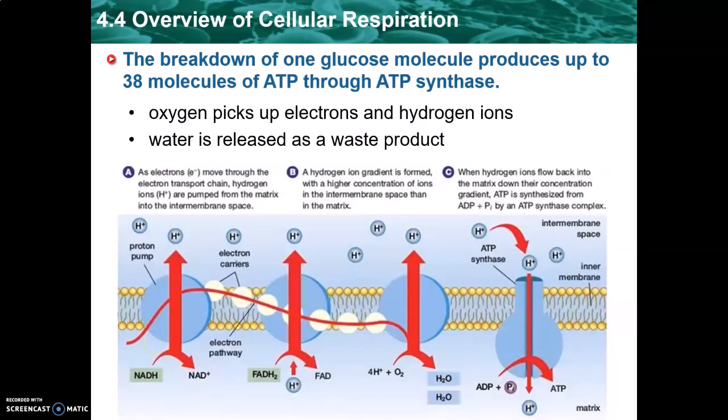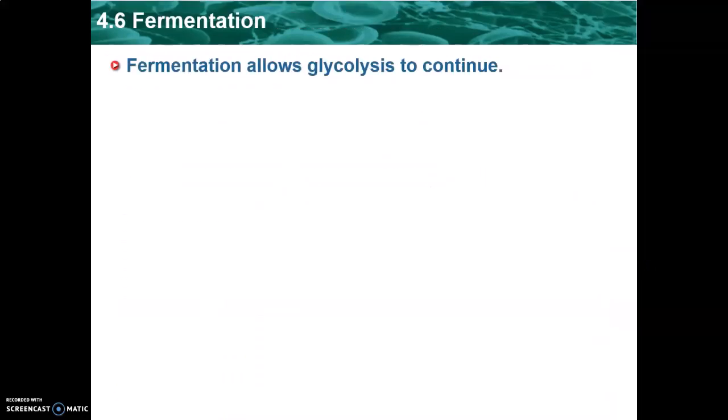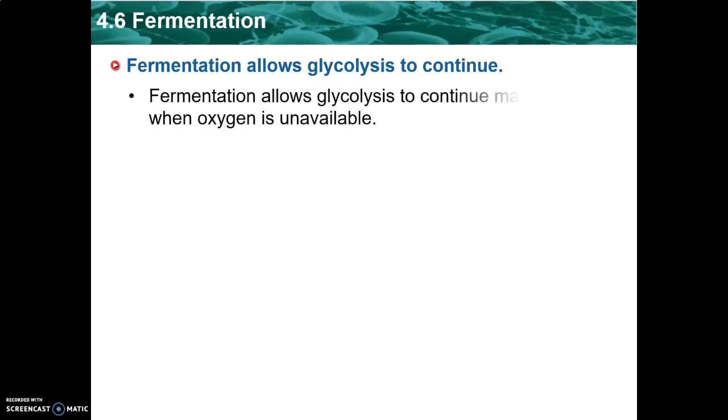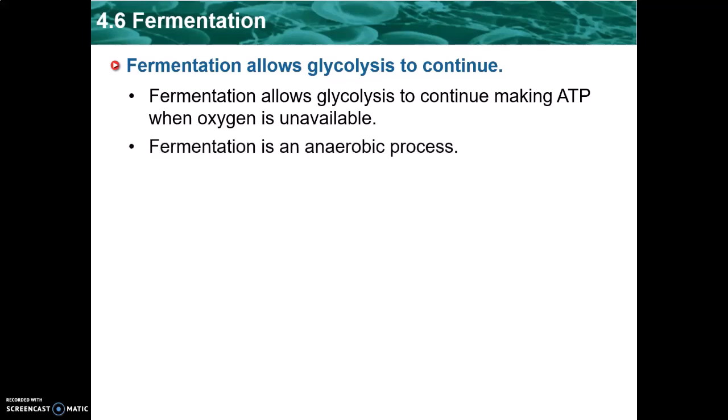Now, once you have that summary chart done, let's move on and talk about fermentation, the last part of this presentation today. The main idea for fermentation is that this is simply going to allow glycolysis to continue. Fermentation itself is not going to make any ATP, but if there's not enough oxygen available for aerobic cellular respiration, we need to somehow recycle that NADH back into NAD so that glycolysis can continue. So fermentation will allow that process to happen.